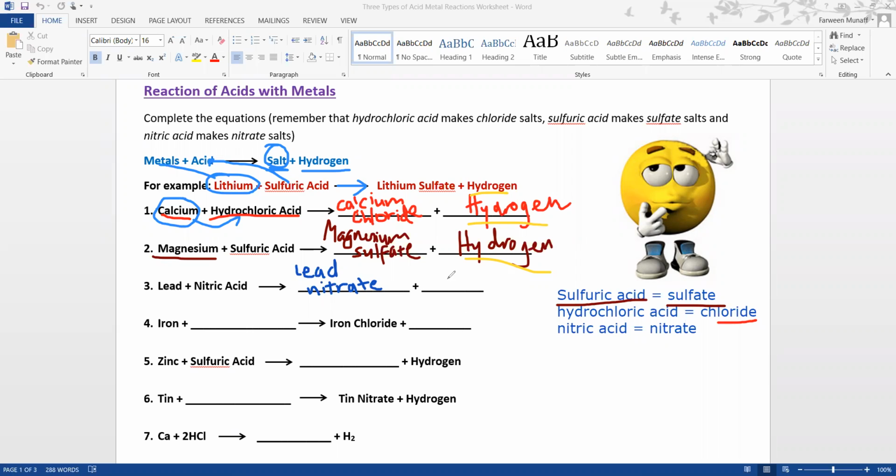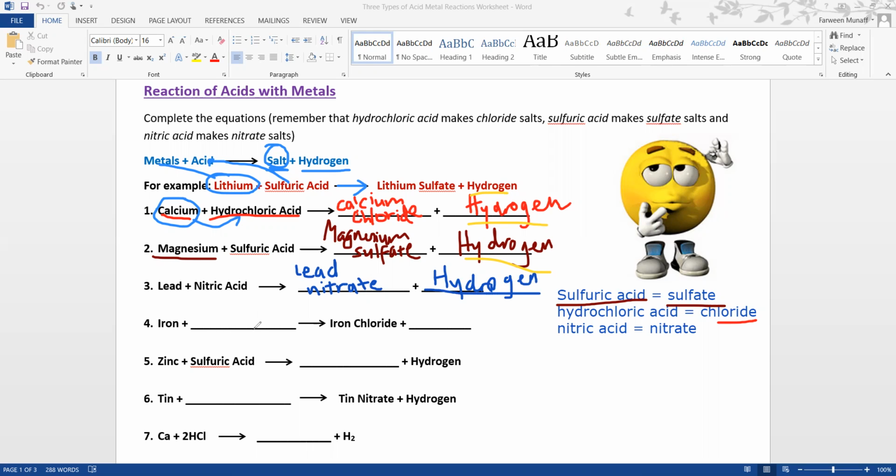Okay, and what's our constant going to be? The same as before, yeah. So it's going to be hydrogen. Okay, hydrogen is going to be our constant. That never changes. That's always there. Okay, hydrogen gas will always be a product of that acid metal reaction there. All right, let's try the next one now.